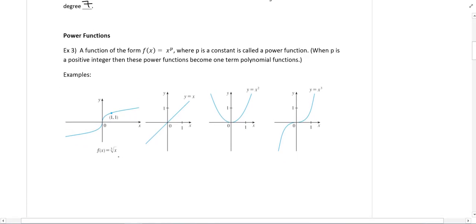Now here, x to the p. This first graph that I've shown you is the cube root of x. We can really think of this as x to the what power? X to the 1/3. So in this case, p is 1/3. It just says p is a constant, it doesn't say it's an integer. So p equals 1/3, you get a cube root. If p is 1/2, you get the radical function. And then these are polynomial functions because you have a positive integer: y equals x squared, and y equals x cubed.